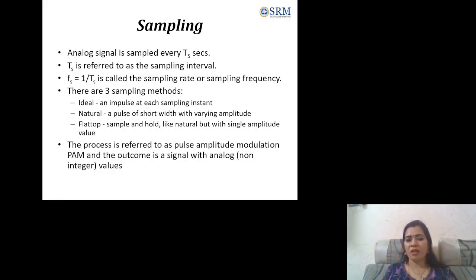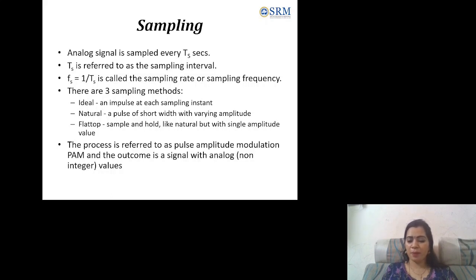Sampling can be done in three different ways: ideal sampling, natural sampling, and flat-top sampling. Ideal sampling is also known as instantaneous sampling. The pulses from the analog signal are sampled here. Then natural sampling is one of the practical methods of sampling in which the pulse has a finite width equal to T. The result is a sequence of samples which will retain the shape of the analog signal.